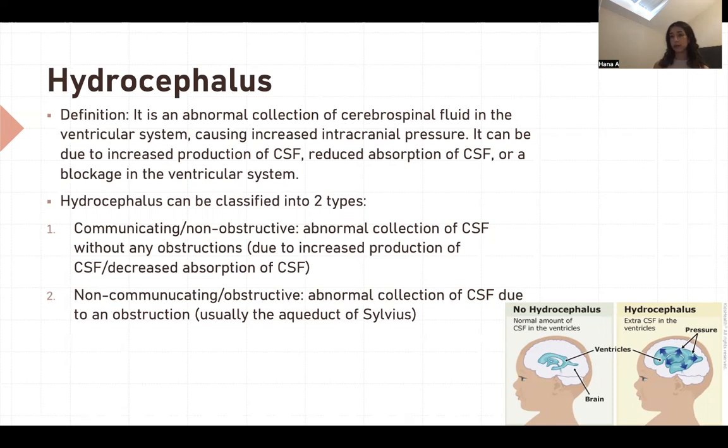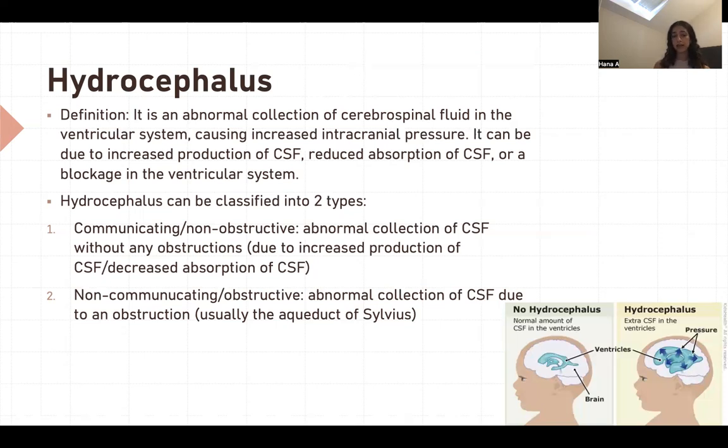So now that we talked about the whole process of production, circulation, and clearance of CSF, if you think about it, this could be due to 3 main causes. So it could be due to an increased production of CSF, a reduced clearance of CSF, or if there's a blockage in the ventricular system. So based on this, we classify hydrocephalus into 2 main types. We have communicating and non-communicating. Communicating or non-obstructive hydrocephalus means that there's an abnormal collection of CSF without any obstructions. So that means it's either due to an increased production of CSF or a decreased clearance of the CSF.